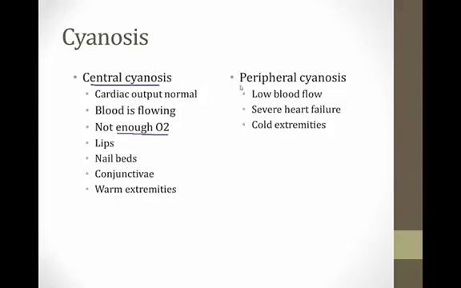The other type of cyanosis is peripheral cyanosis, and this occurs when there is low blood flow. So for example, patients who have severe heart failure will get blue fingertips and toes because they just are not pumping enough blood to those distal portions of their body. They will have cold extremities, and you can actually see peripheral cyanosis on yourself if your hands are out in the cold for a long period of time. But this is very different from the central cyanosis that we're talking about in children with congenital heart defects.